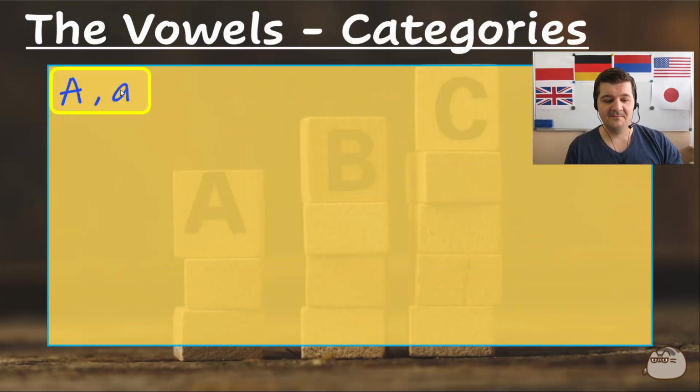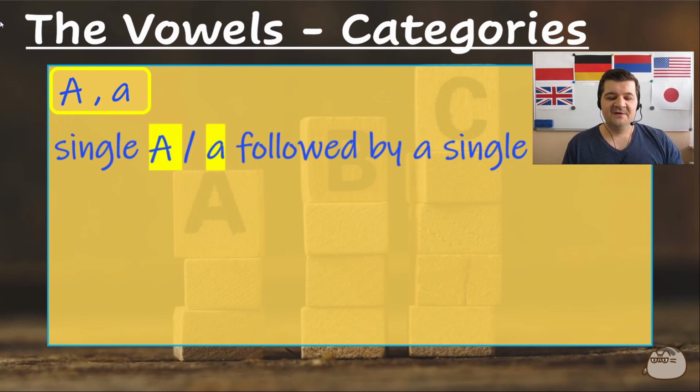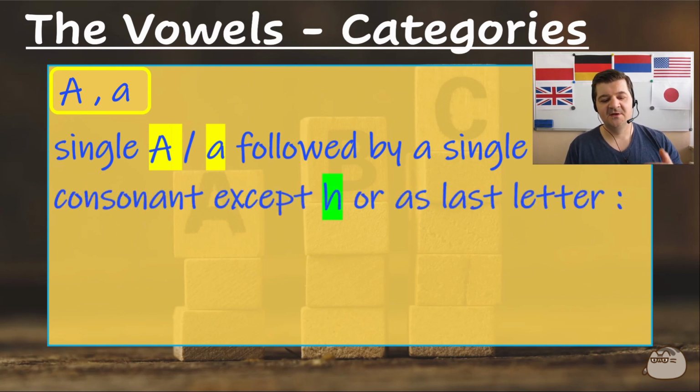So A. The first category that you can encounter, the first position A could be, is when it is followed by a single consonant. So a single A is followed by a single consonant, except for Ha. We will come to that on our next slide.